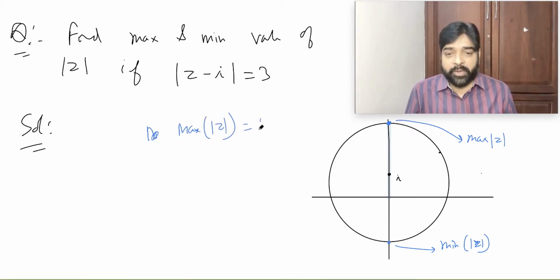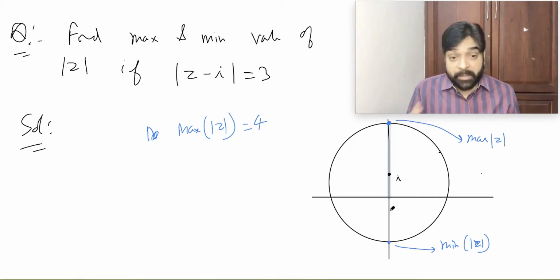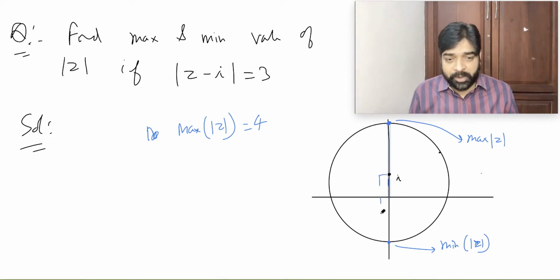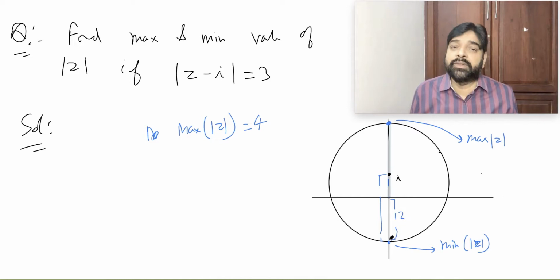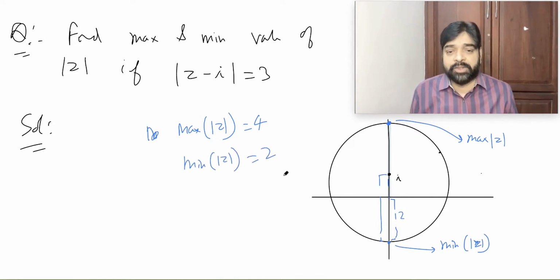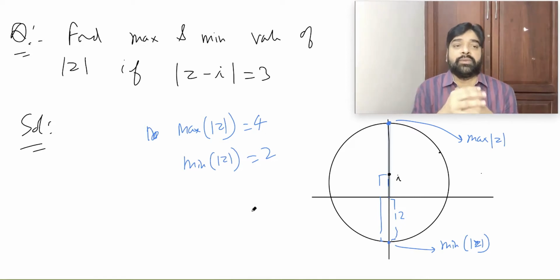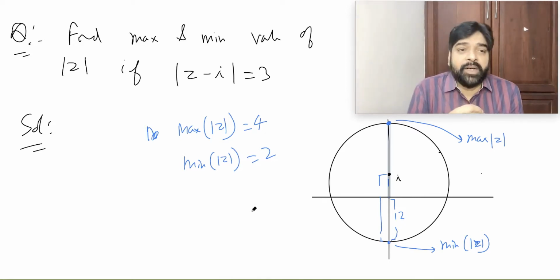will be 4 unit. Minimum, let's think. This length is 1 and this total is 3. So this length will be what? Length 2 unit. Here 2 unit, 3 unit, and this length 1 unit. So this will be 2 unit. So minimum mod z will be 2 unit. Question over. Have you understood the point?